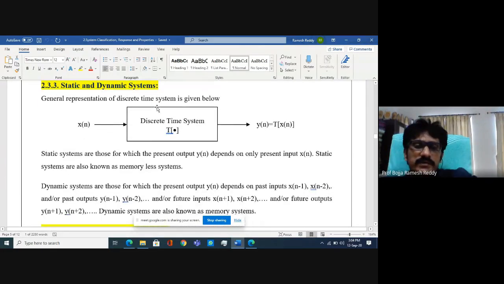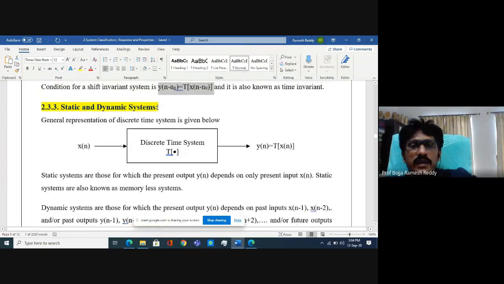Now, static and dynamic systems. This is the system representation where we are giving input as x of n and output is y of n. In some cases, the present output depends on only the present input. Such systems are called static systems. Static means there is no memory. Static systems are called memory-less systems.